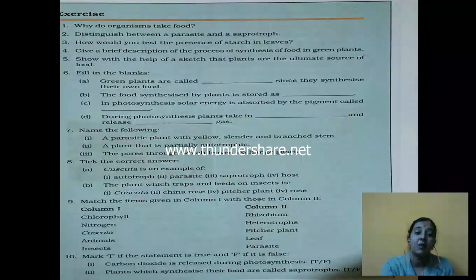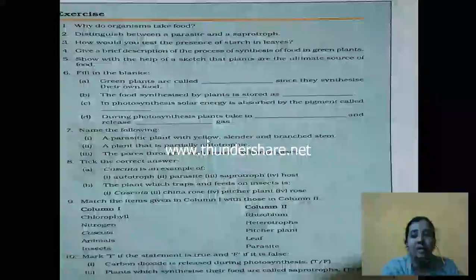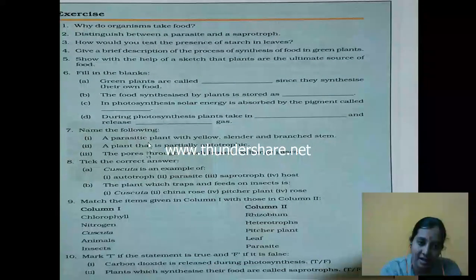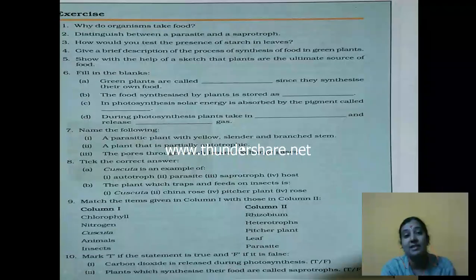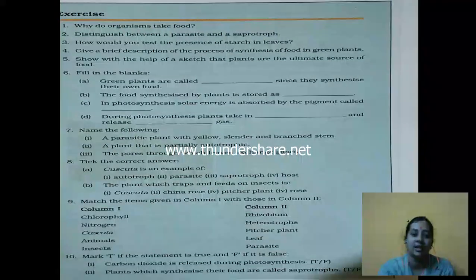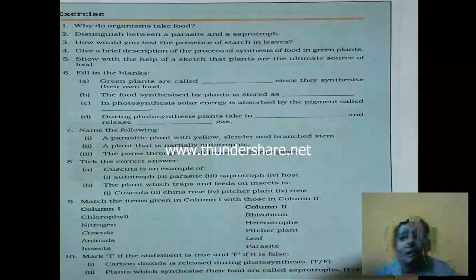Now next, name the following. A parasitic plant with yellow, slender and branched stem. Any guess? Yes, it is Cuscuta. Next, a plant that is partially autotrophic. The best example is your pitcher plant, insectivorous plants. They do have chlorophyll pigment with them, but still, for more nutrition, they are dependent on eating insects also. So here that is partially autotrophic. Half it is autotrophic, half it is heterotrophic.